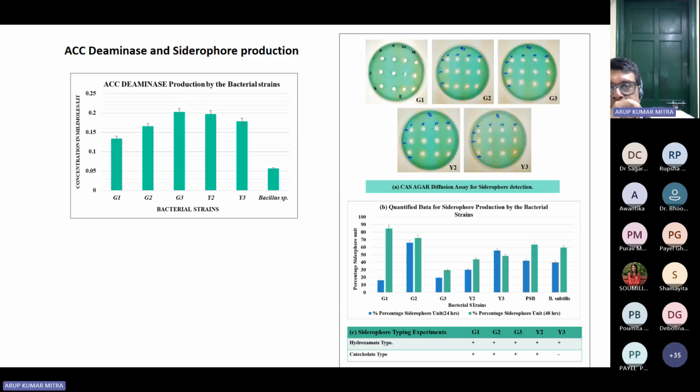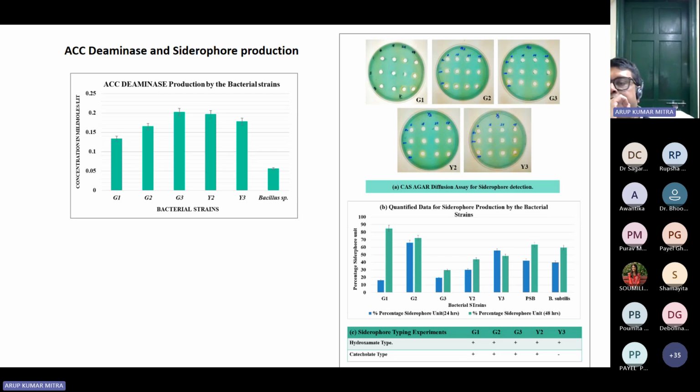Now this is a very important enzyme. What is that? ACC deaminase. This particular ACC deaminase, as you know, is very important because it will protect the organism from ethylene stress. And you know, plants do produce ethylene. So if ACC deaminase is there, that will reduce the stress of ethylene.